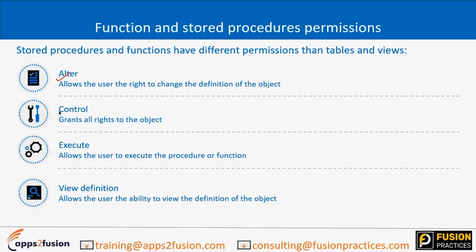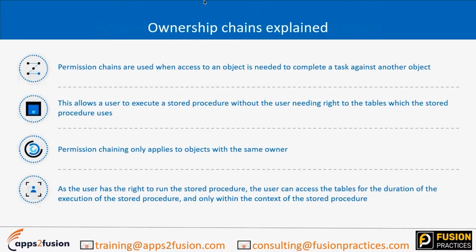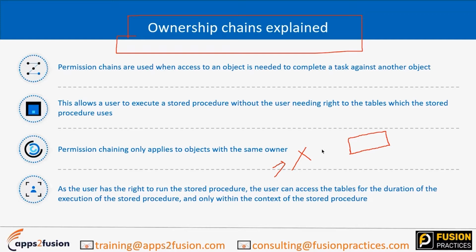These are a few other permissions that you can have: alter, control, execute, and view definition, which we have already discussed. Now, this is a major concept, which is ownership chaining. Let me explain with an example. There is a user X, and I have only granted this user X permission to run a stored procedure Y. This X user has permission to execute the stored procedure, nothing else. X does not have any other permission.